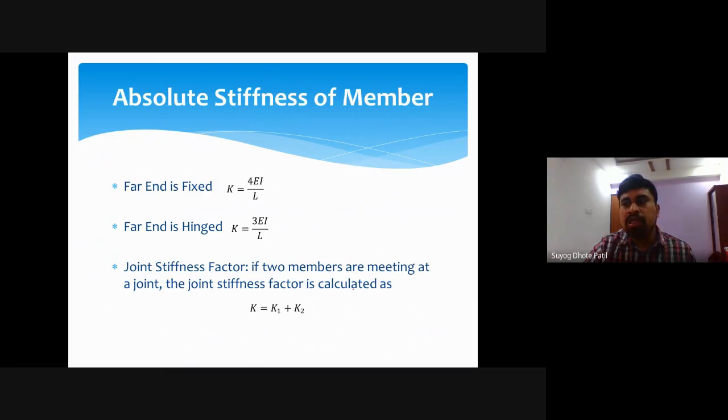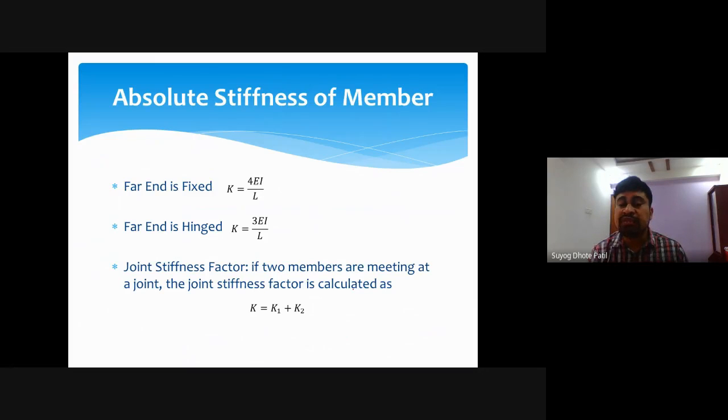But in case of MDM, which is an indirect method of analysis, we calculate final end moments by calculating fixed end moments, stiffness for a particular member, then distribution factor depending upon those stiffnesses, and carryover factors. Now what is this carryover factor? What is the stiffness for a particular member? We will see.